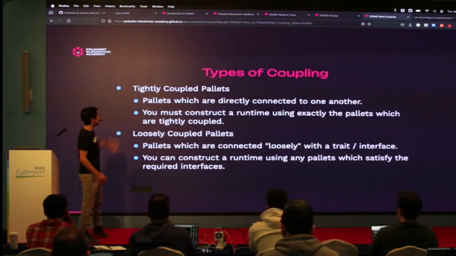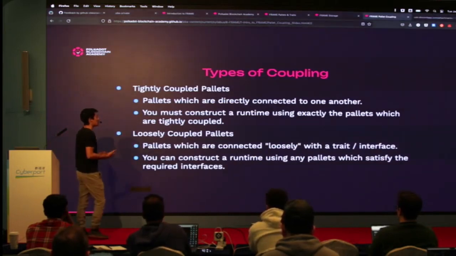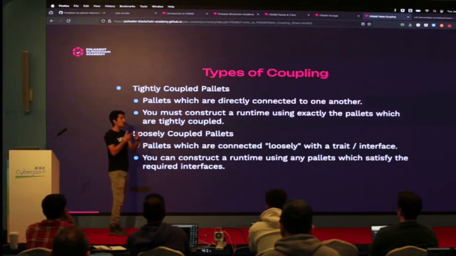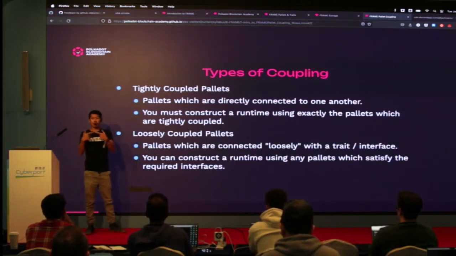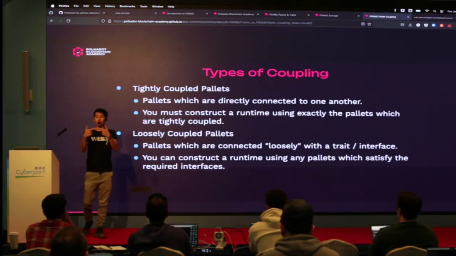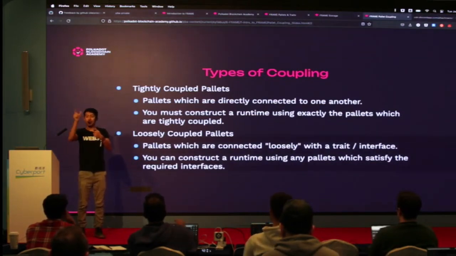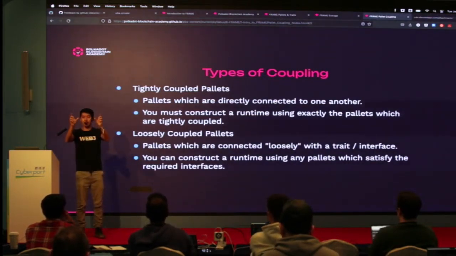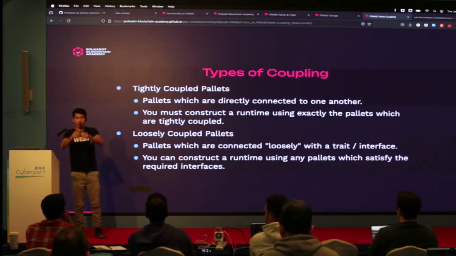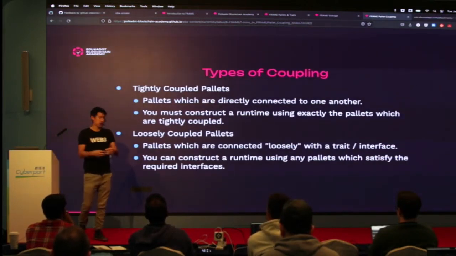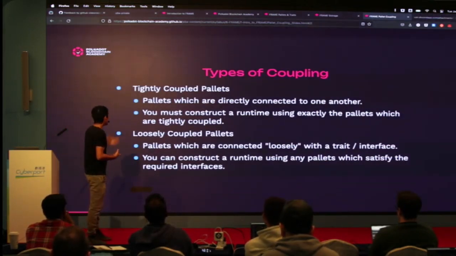So the first one is tightly coupled pallets. These are pallets which are directly connected to one another. So when you construct your runtime, if you have two tightly coupled pallets, you must include both of them, right? You must have exactly this crate and this crate. It's not optional. You must use both of them together. They're tightly coupled, etc.